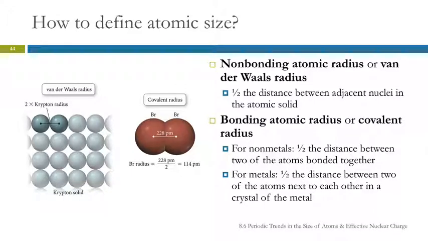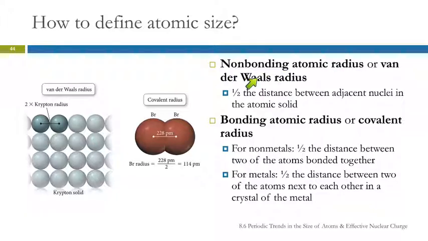So we're going to look at some periodic trends. The first one we're going to look at is a trend in the size of the atom. There are different ways to define this, and I'm not going to quiz you on these, but I want you to be aware that when we say the size of an atom, it depends on how you measure that, right? So we can look at the non-bonding atomic radius.